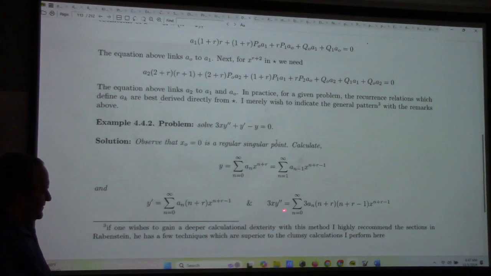And when I differentiate twice, I get the (n+r) times (n+r-1) x^(n+r). I would have a minus 2, but notice I've got a multiplication by x, right? So the minus 2 becomes a minus 1. And of course, I got the 3 from out here.